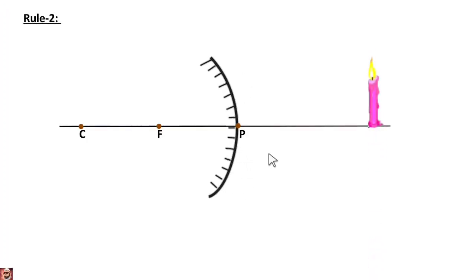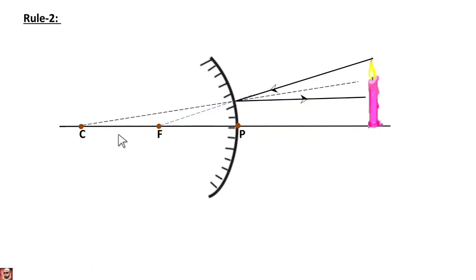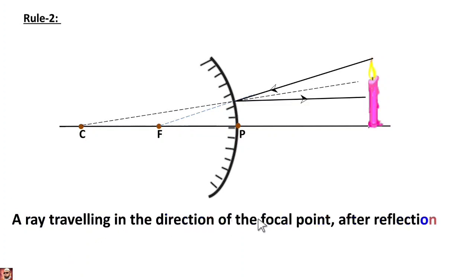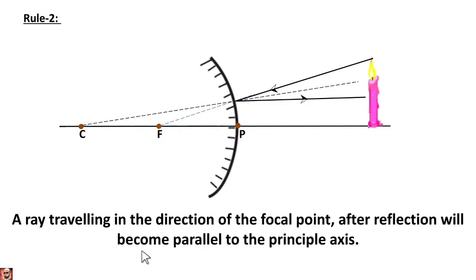Converse to the first rule. Here the incident ray is directed in such a way that it appears to be passing through focus. The incident ray is passing toward the focus. We know that the reflected ray must be parallel to principal axis. So like this the reflected ray travels. This is the second rule. The dotted line indicates it is passing through center of curvature. It is a normal. A ray traveling in the direction of the focal point, after reflection, will become parallel to principal axis. This is the second rule.